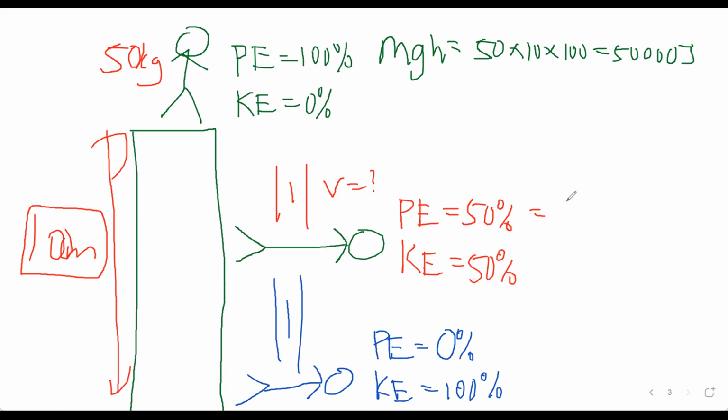Then obviously my potential energy is only 25,000 joules. And then this kinetic energy will be 25,000 joules as well.